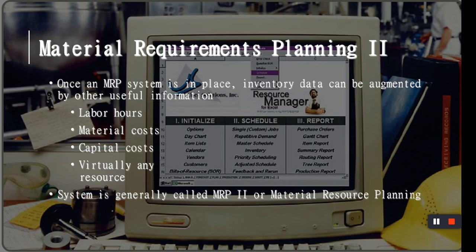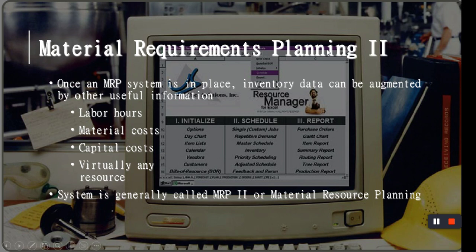So in MRP 2, we do not just look at inventory, but we look at other costs related to the production. Okay, so we have the labor costs, on top of the material costs. And then we have the capital costs, or the machineries that we need, the equipment, and virtually any resource that you could think of that will be used in the production of our products.